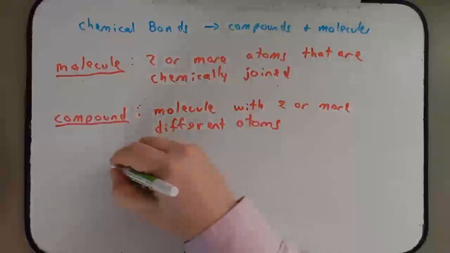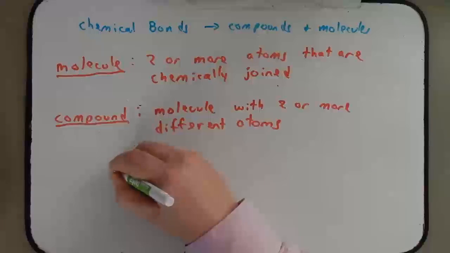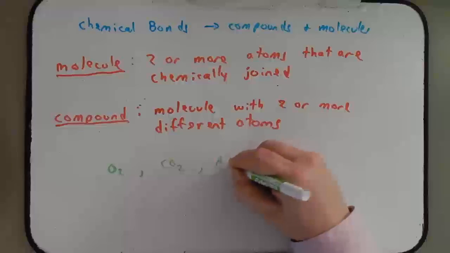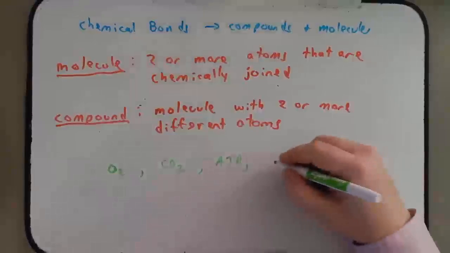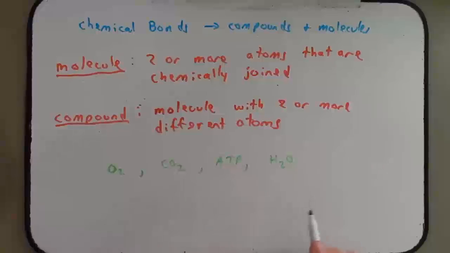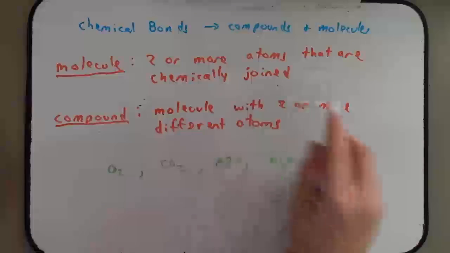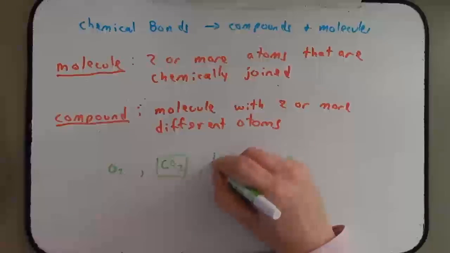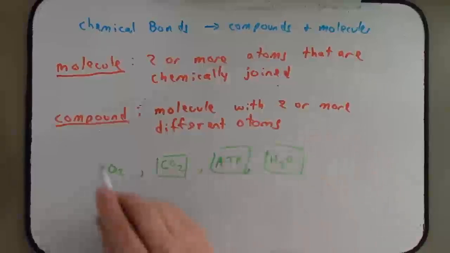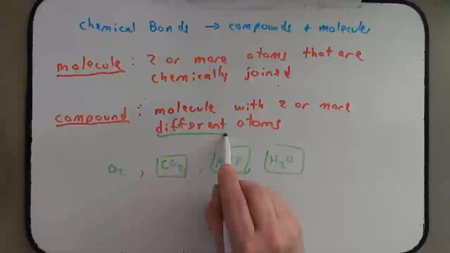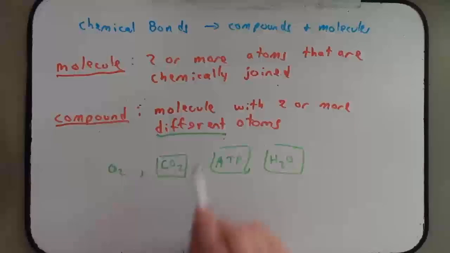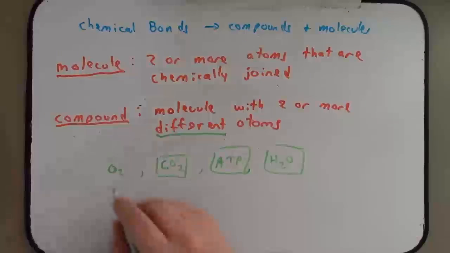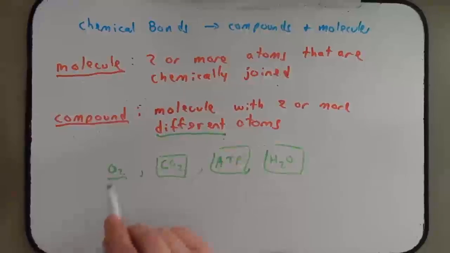For instance, the following are molecules: oxygen, CO2, that is carbon dioxide, ATP, I won't draw the structure, but it contains many different atoms, and water. These are all molecules because they contain 2 or more atoms. So of these molecules, carbon dioxide, ATP, and water are also compounds because they are composed of different atoms. They're still molecules, but they're a special kind of molecule that we call a compound because it contains 2 or more different atoms. Oxygen is a molecule. It's not a compound, it's only a molecule.